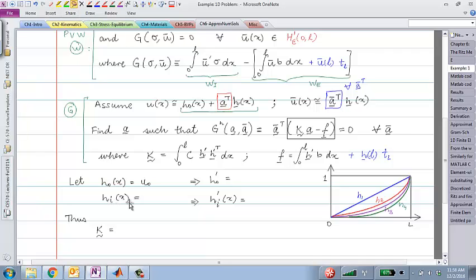And in particular, for h1, h2, h3, and so on, we are going to make the choice that hi is equal to x over L to the power i. So h1 is x over L, h2 is x over L squared, and so on. Okay. What do these look like? h1 is x over L, this straight line. It goes to 1 at x equal to L. h2 is x over L squared, x over L cubed, and so on.